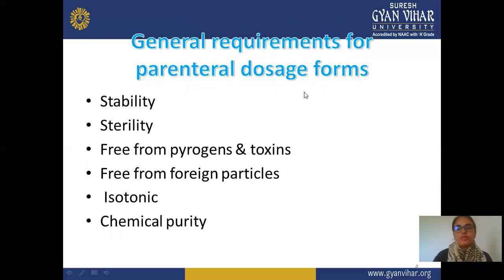And general requirements of parenteral dosage forms. There are some specific conditional requirements that are very necessary to manufacture these parenteral products, and more precautions and conditions are necessary for parenterals. So these are some conditions required for parenteral product manufacturing.